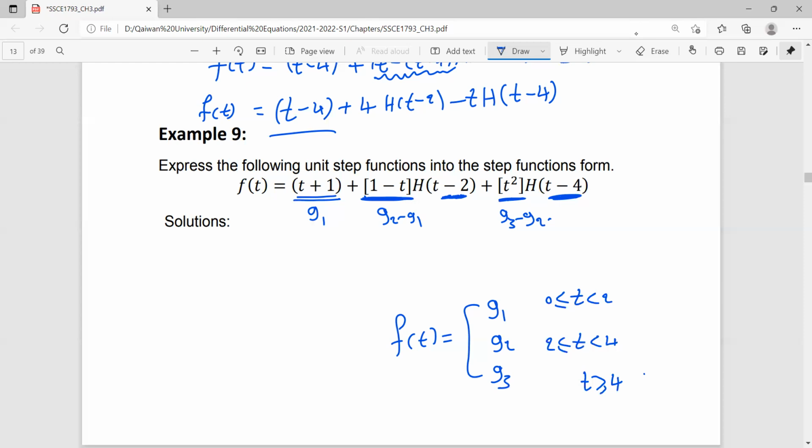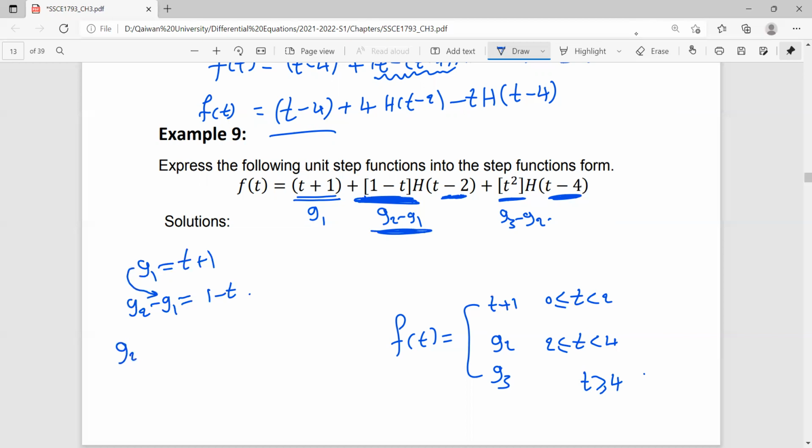How? G1 is given as t plus 1. We say G1 equals t plus 1. Now to find G2, we say G2 minus G1 equals 1 minus t. Here we have given this function, which is the coefficient of h of t minus 2. So G2 minus G1 is 1 minus t. But we have G1 also.